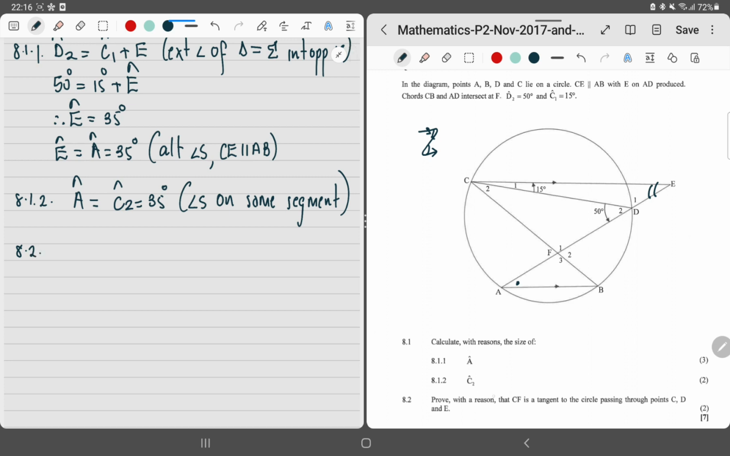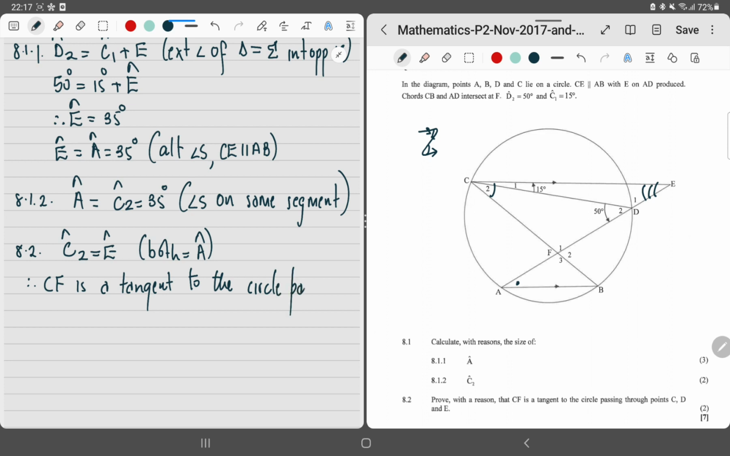8.2. Prove with a reason that CF is a tangent to the circle passing through points C, D, and E. So C2 must be equal to E. C2 is equal to E. They are both equal to A. Therefore, CF is a tangent to the circle passing through C, D, and E. And then we say the converse of the tan chord theorem.